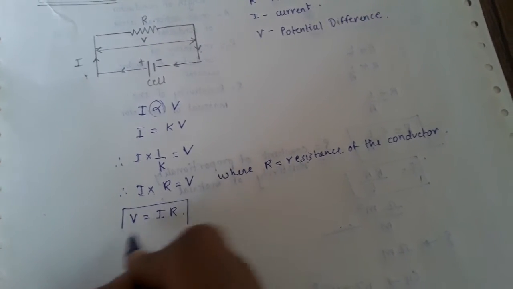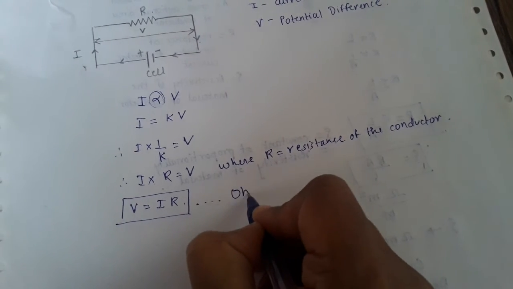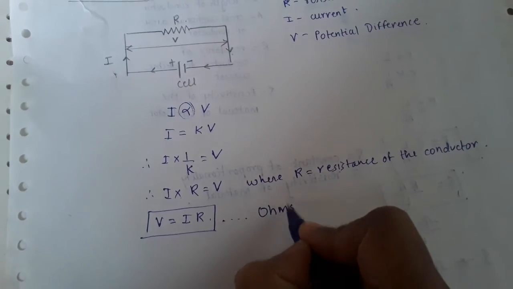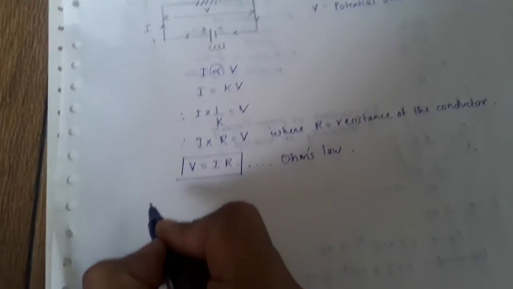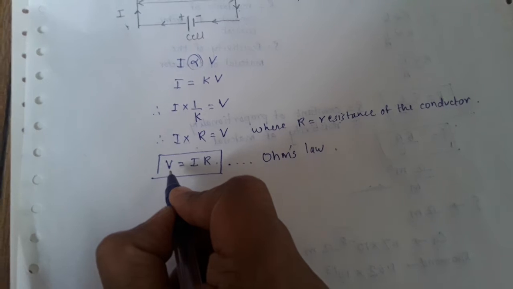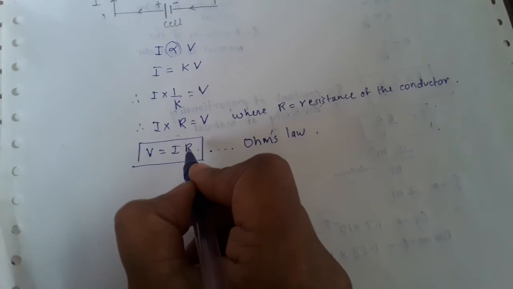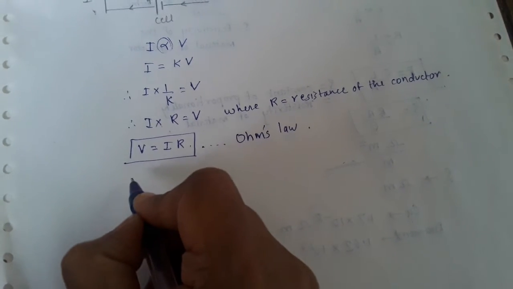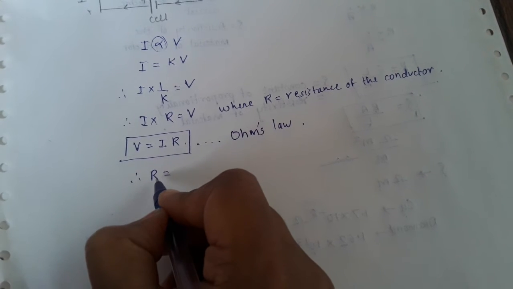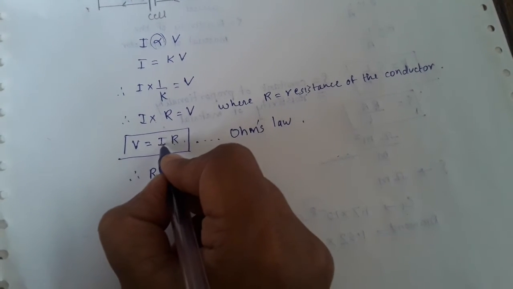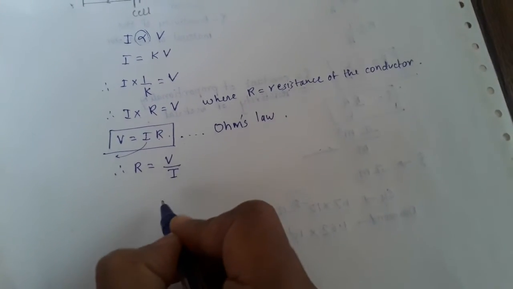This is called Ohm's law. V is equal to IR. Here, V is the potential difference or the voltage, I is the electric current, and R is the resistance. From this equation, what is the formula for R? Let the I come down: R is equal to V upon I.